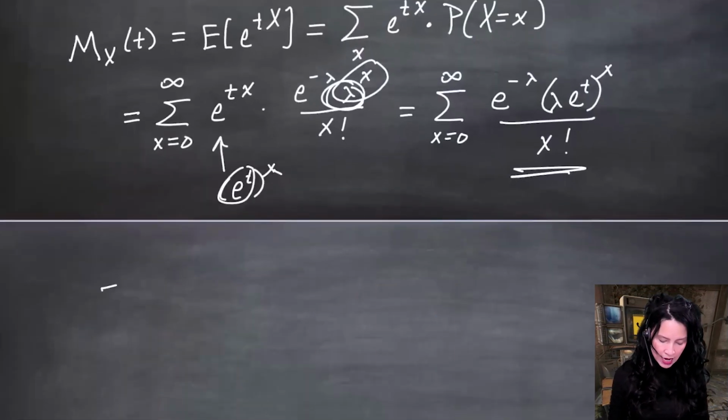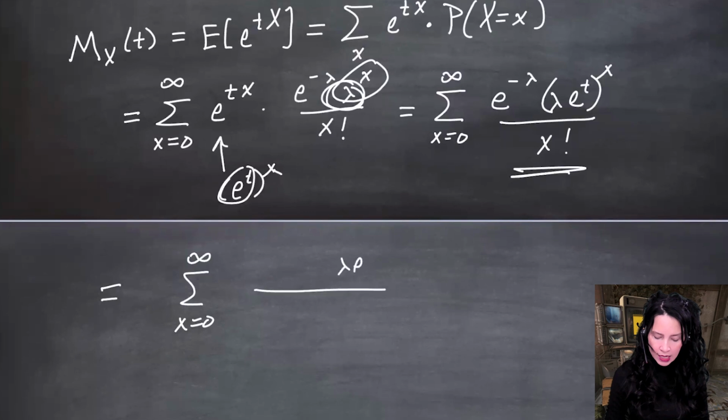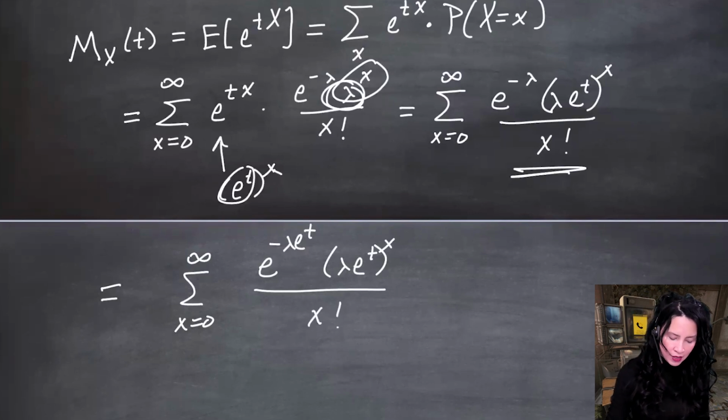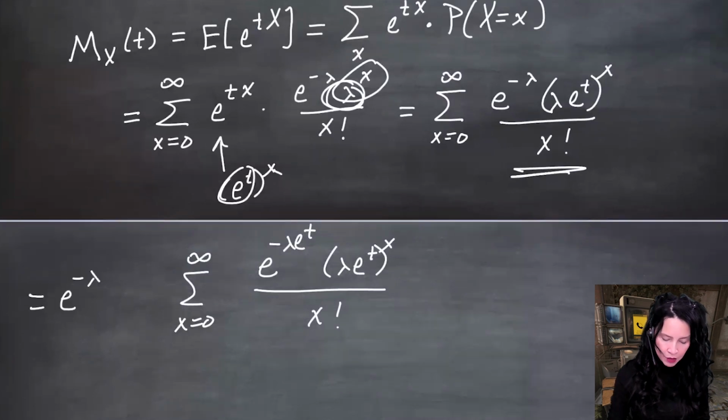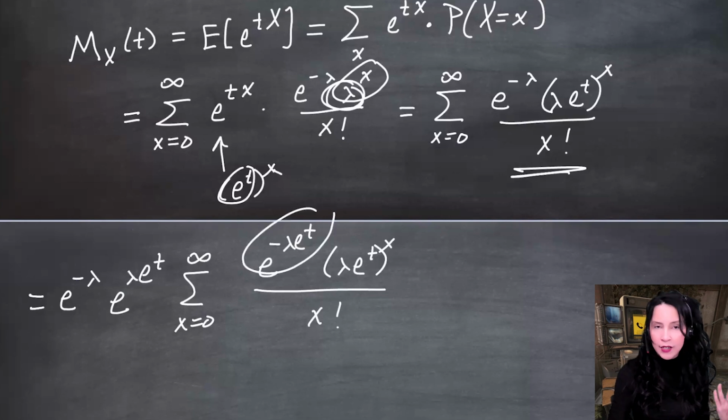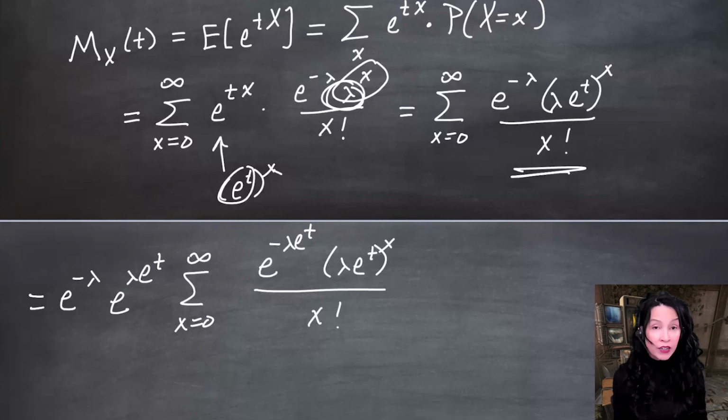I'm going to write this as the sum as x goes from 0 to infinity. I'll leave myself some space here. Lambda e to the t to the x, and I'd like this to be e to the minus lambda e to the t over x factorial. And I can't just do that. That's not equal to the line above. To do that, I need to pull out the original e to the minus lambda from up here, and also put in an e to the positive lambda e to the t, which is going to cancel this one out. So that's how I get this line equal to the line above.